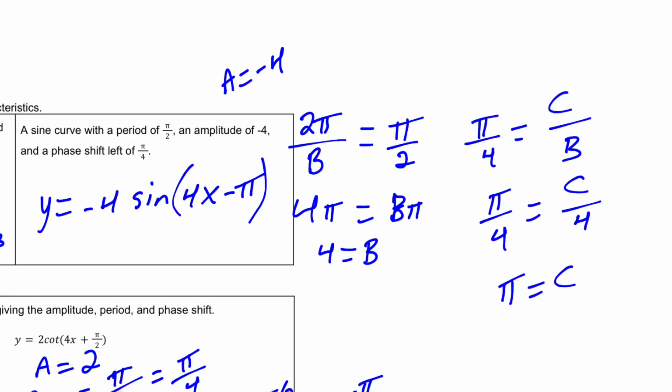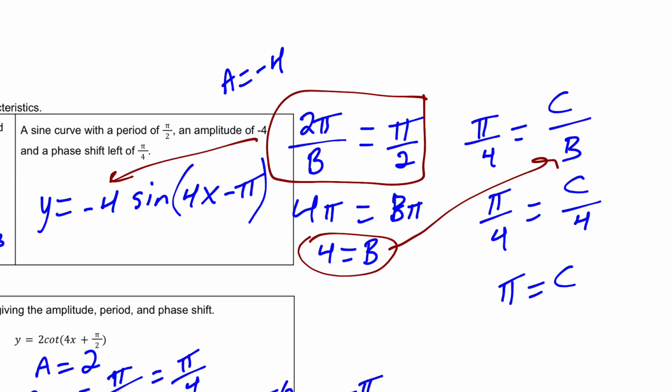For this next one, our amplitude, -4, goes right in there. And since our period is pi over 2, we're going to use 2 pi over b to solve for b. And now that we have b, we'll plug that in, and we'll use c over b to figure out what our phase shift is.